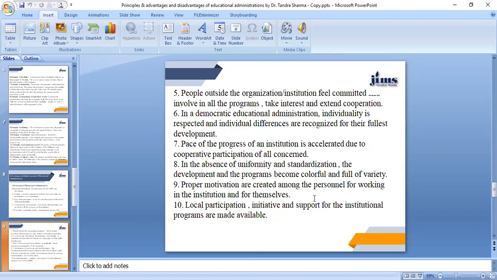In a democratic educational administration and in the absence of uniformity and standardization, the development and the programs become colorful and full of variety. Proper motivation is created among the personnel for working in the institution and for themselves. There is local participation, initiative, and support for the institutional programs made available.